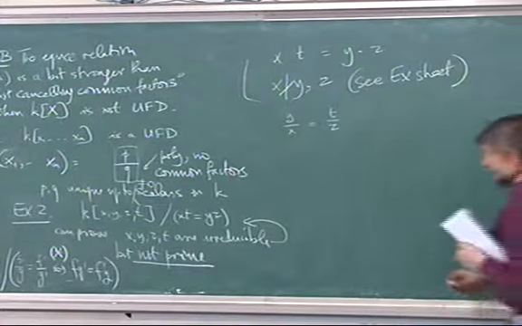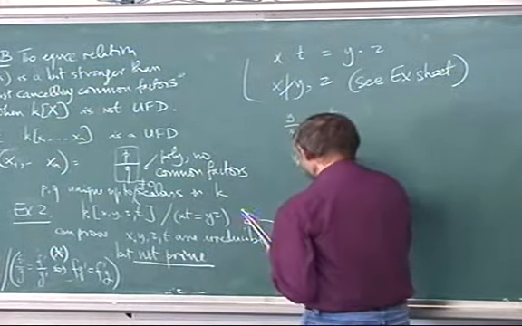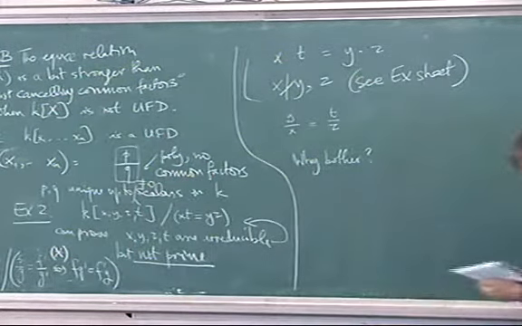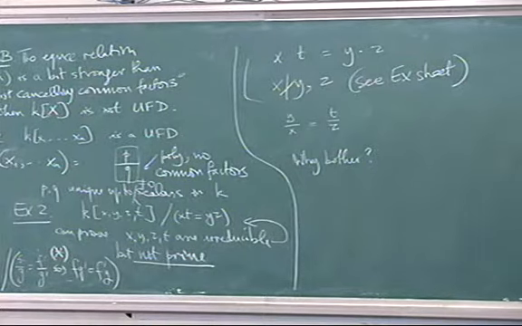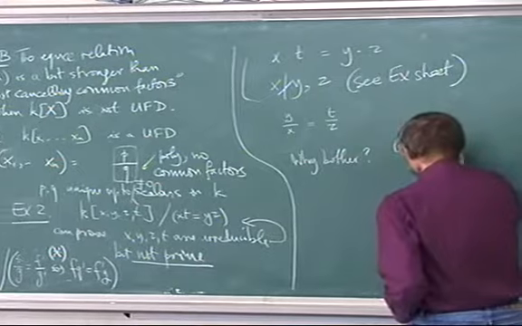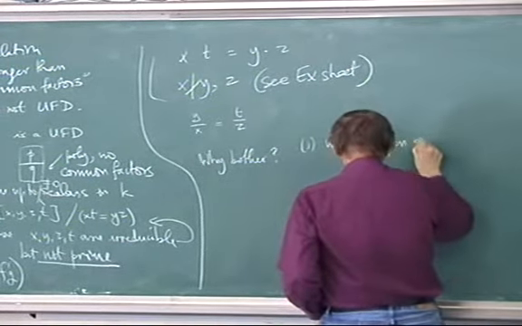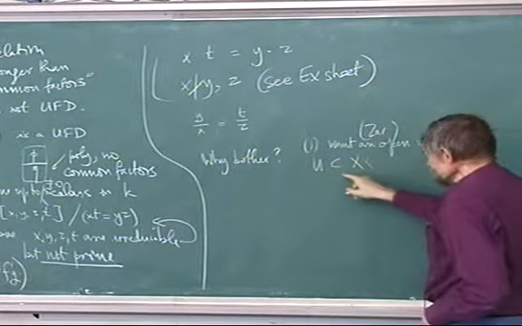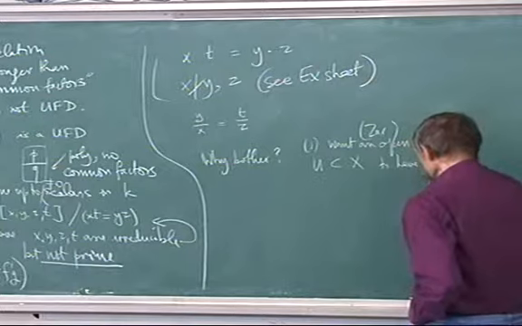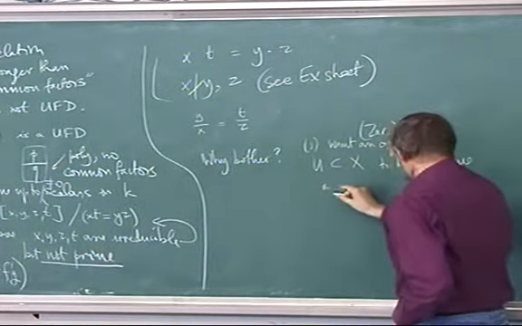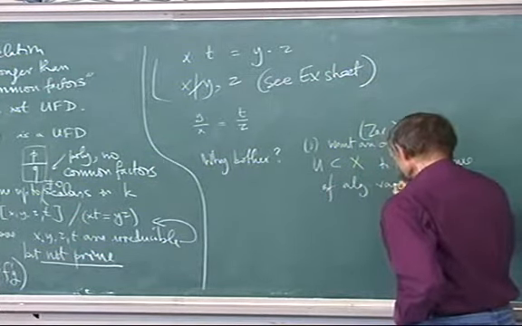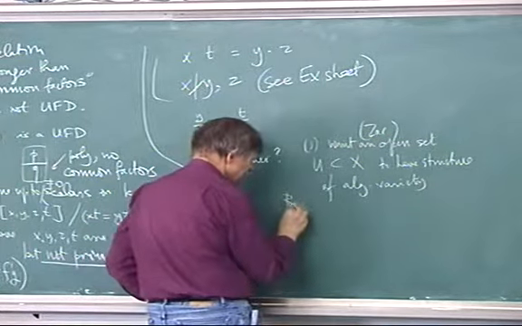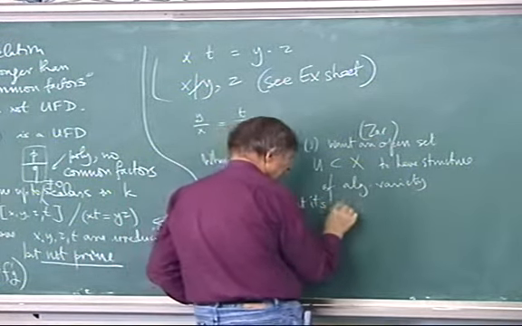So why do we bother? Well, there are really several reasons. So one is we want an open set U in X, a Zariski open set, to have a structure of algebraic variety. But it's usually not affine.